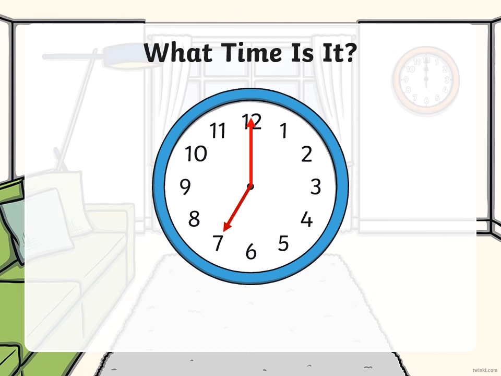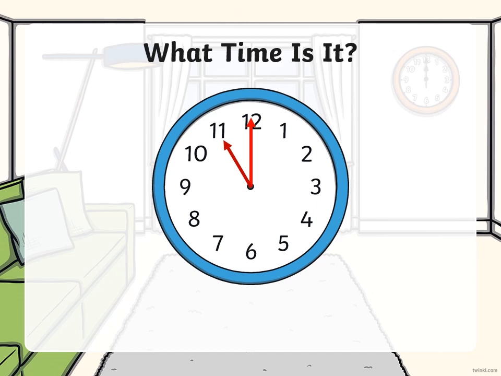So now it's your turn to have a bit of a guess. What time is it on this clock? The minute hand is pointing at the 12, which means it is o'clock. And the hour hand is pointing at the, I hope you said 7. It is 7 o'clock. What time is it on this clock? The minute hand is pointing at the 12, which means o'clock. The hour hand is pointing at the, that's right, 3. It is 3 o'clock.